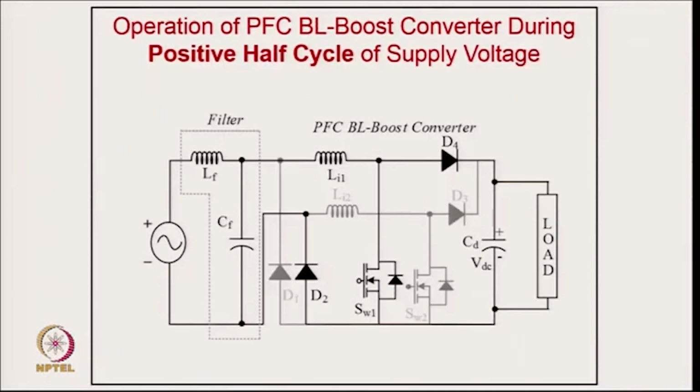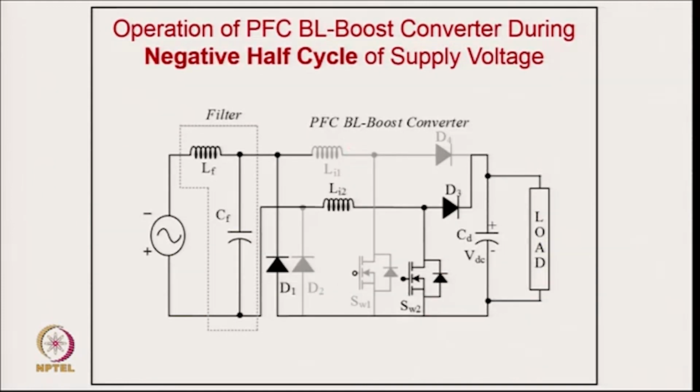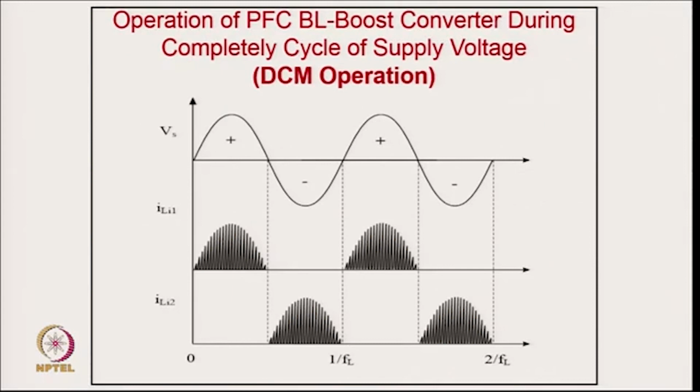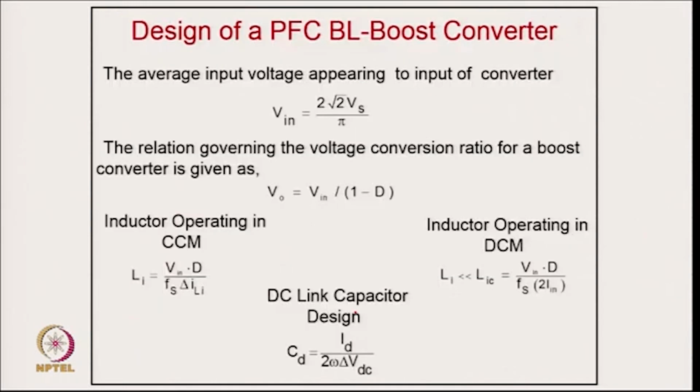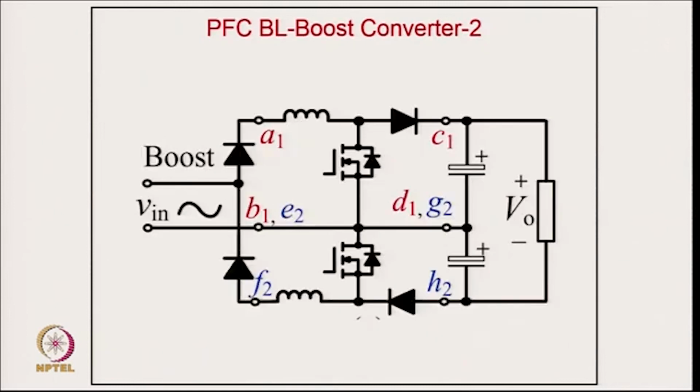You have another configuration also. In operation, in the positive half cycle, as shown in the dark, that is for the positive half cycle, and this is for the negative half cycle. If you are designing for DCM, these inductor currents should be discontinuous, which we already discussed earlier, and you can design this converter. This is the input voltage, this is the output voltage, and you can design the input for CCM or DCM. This is the output capacitor corresponding to the second harmonic, as we discussed already in the boost converter. And this is another version of the PFC bridgeless boost converter.